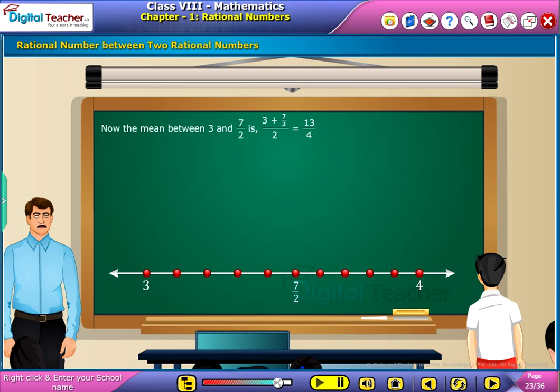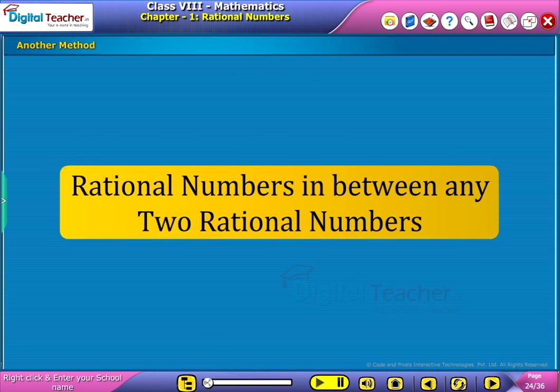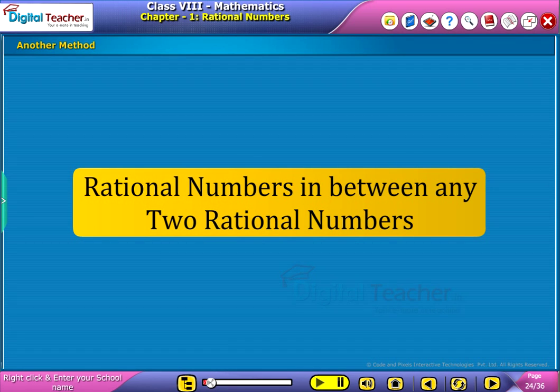Now, the mean between 3 and 7 by 2 is 3 plus 7 by 2, all divided by 2, which is equal to 13 by 4, and it is represented. Let us see another method to find out rational numbers in between any two rational numbers.